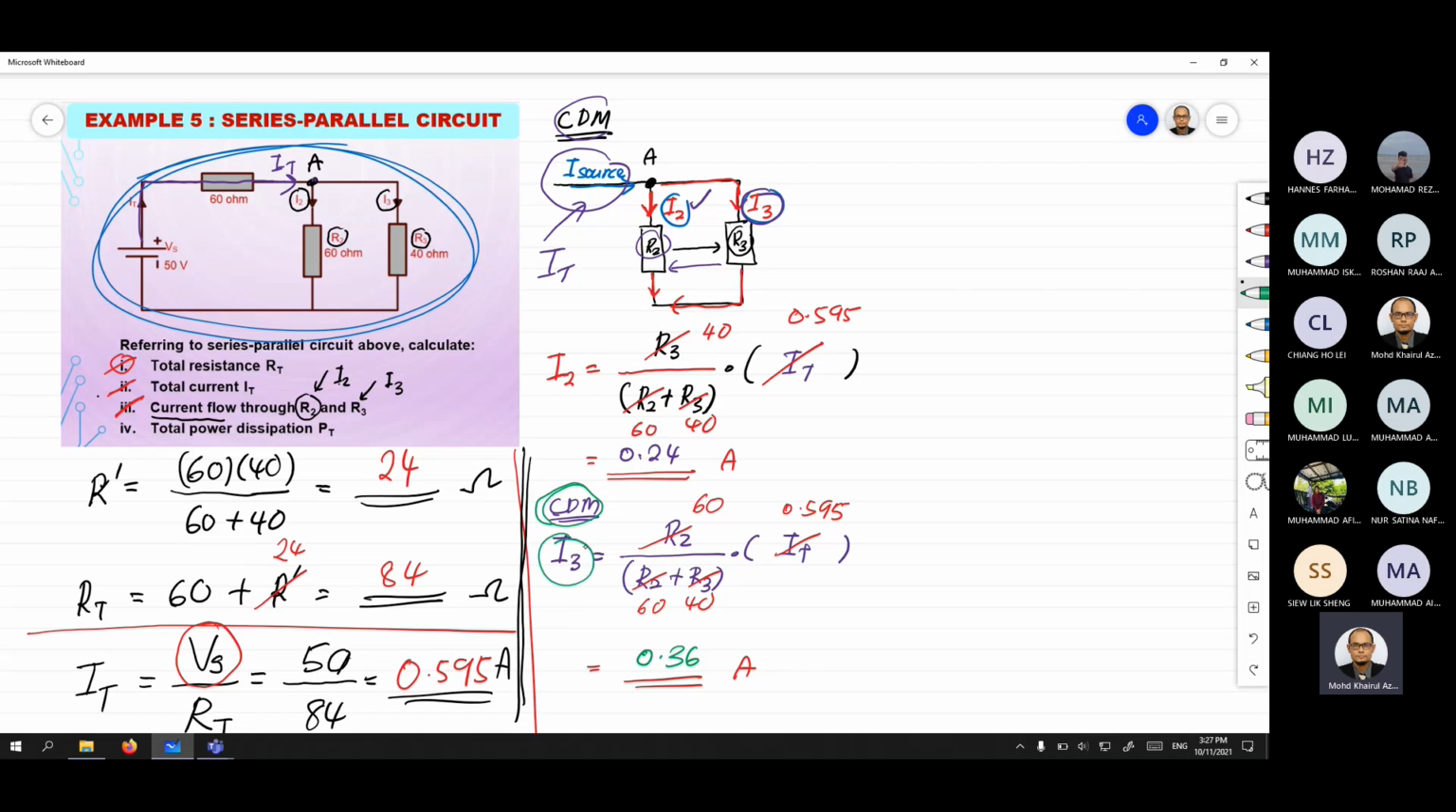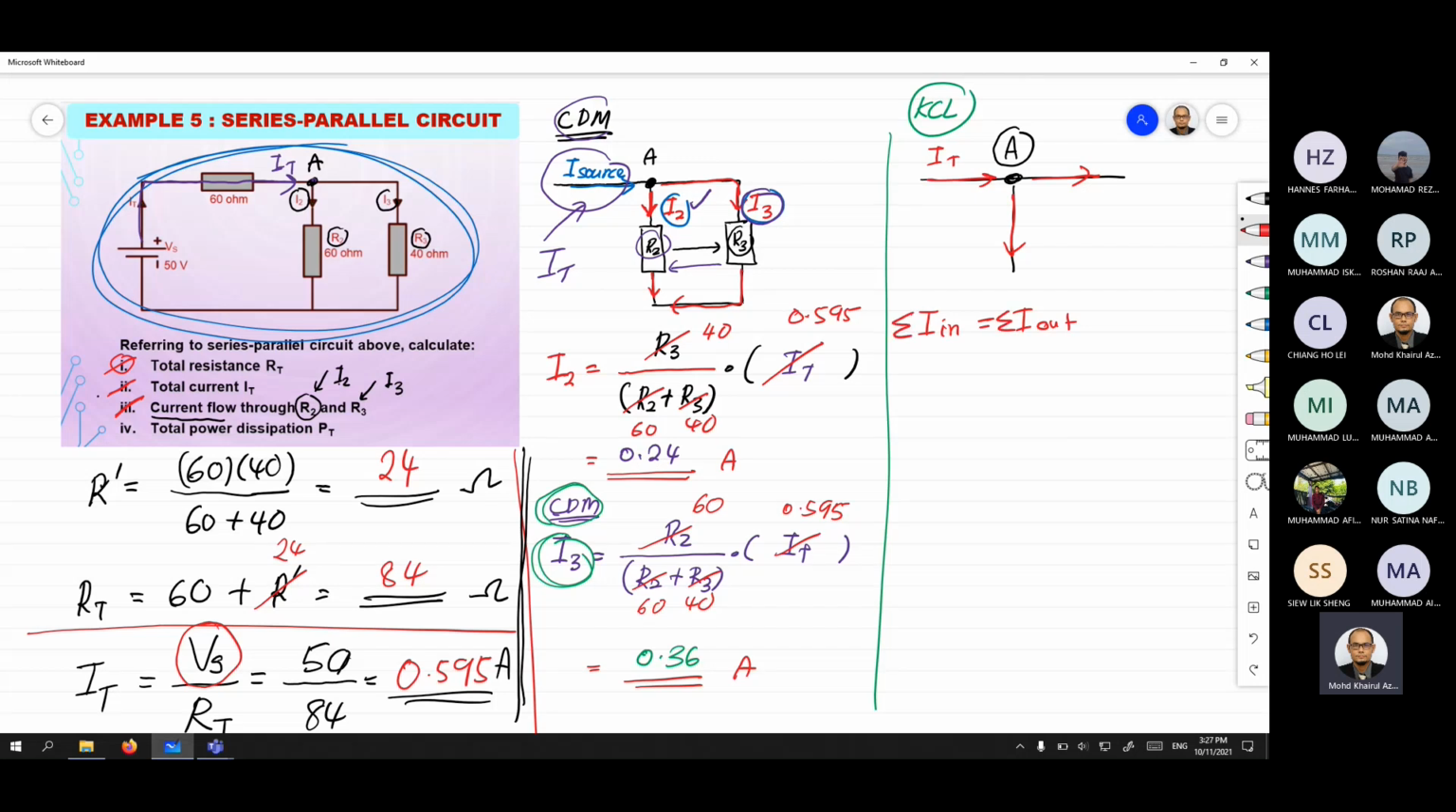Atau you boleh cari I3 ni dengan menggunakan kaedah Kirchhoff current law. Kirchhoff current law kata dekat point A ni, current tu dia telah bertemu satu junction lah, junction A. So it is defined by this formula, which is I in is equal to I out in terms of summation. So your I entering A here is I total. And then leaving the node is I3 and I2. So I2 plus I3. I total you dah tahu, I2 you dah cari, so tinggal I3 je lah. So you can use either CDM or Kirchhoff current law.